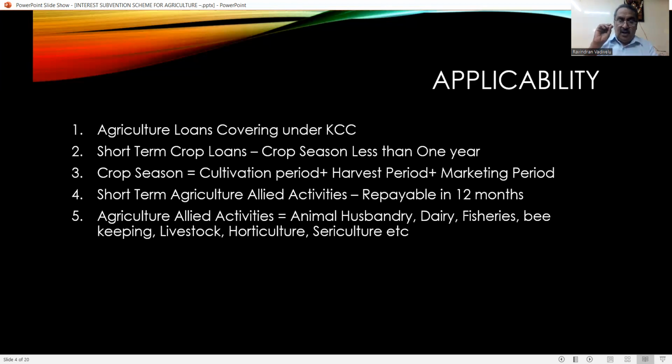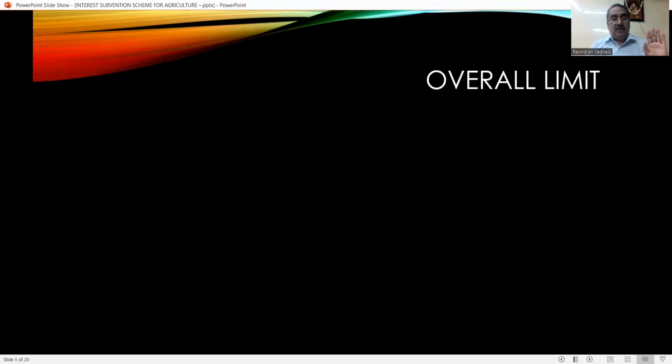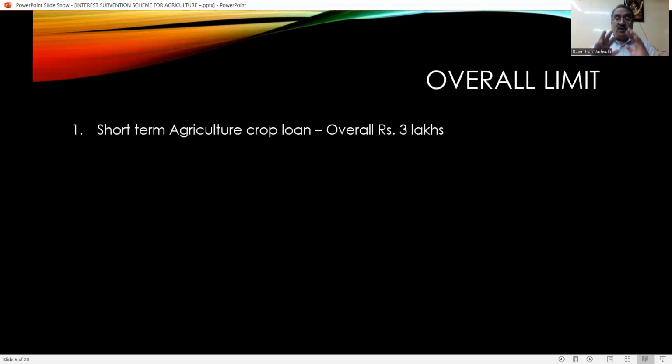So both the short-term crop loan and agricultural allied activities should be sanctioned under KCC, and only for these is interest subvention applicable and not for other agricultural loans. Overall limit: what's the overall limit? First, for the short-term agricultural crop loan under KCC, the eligible limit overall is 3 lakhs. The bankers can even sanction 10 lakhs, 20 lakhs, but that is a different view. Overall, for crop season, the limit is to be taken as 3 lakhs.